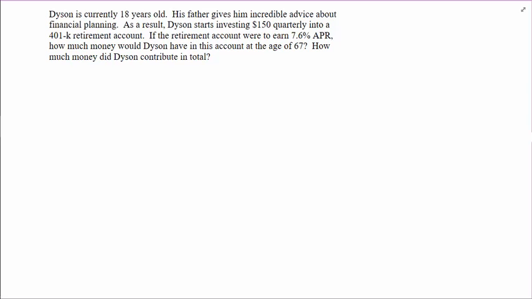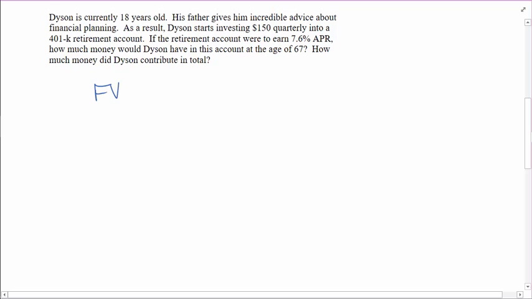One thing that we are simplifying here is that the interest rate of 7.6 is going to be constant and consistent. We can't guarantee that, but for this problem, we will. We're also going to guarantee that Dyson is contributing $150 every single quarter until he's 67. So the big first question we need to answer is, is this a future value or a present value? Because we're worried about this value at 67 in the future, we're going to talk about a future value here. The future value equation: future value equals the regular payments, 1 plus r over n, to the nt minus 1, over r divided by n.